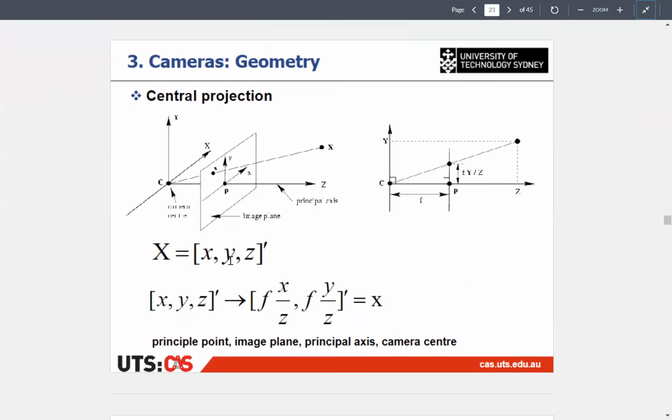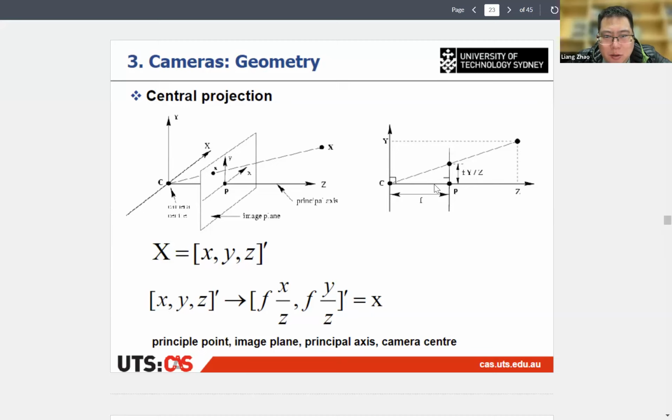The central projection means you have an XYZ in a camera coordinate frame, right? The left figure is the 3D figure, with the image plane, camera center, and the pinhole camera model. The top right figure is the Y and Z plane. You can see there are two similar triangles, the small one and the big one.